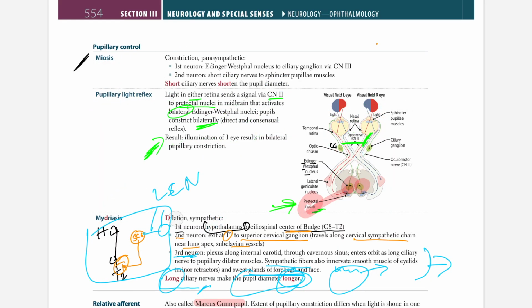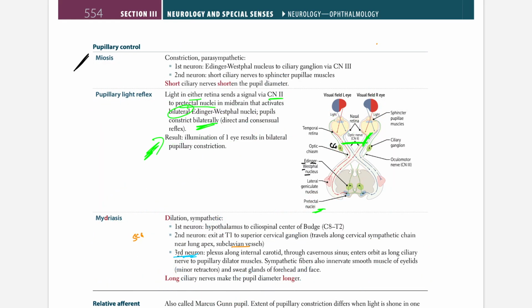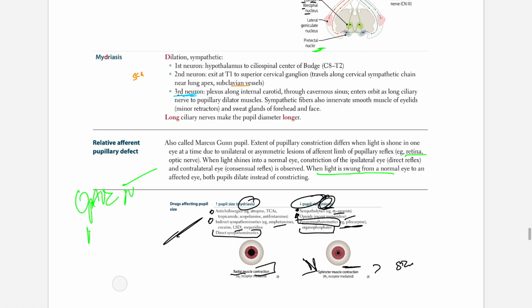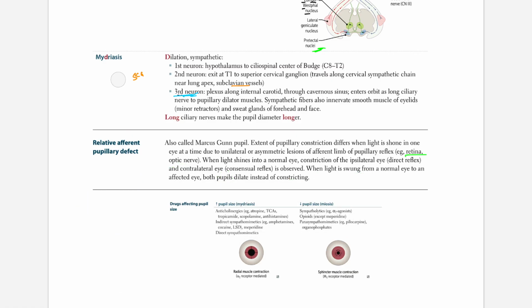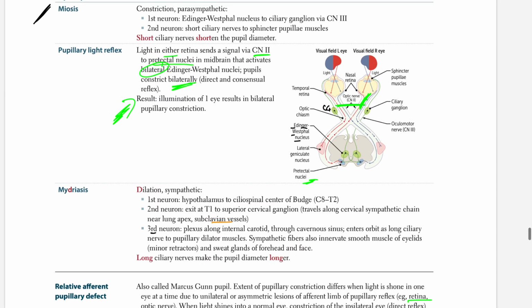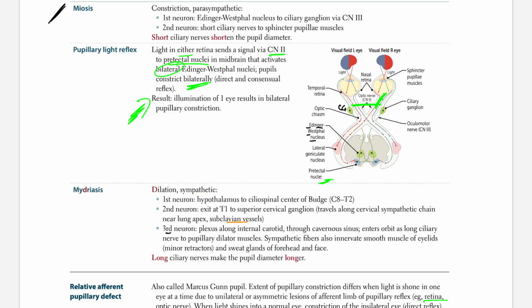So I think this is now making sense. It's pretty easy, so I'll just quickly go through it. Here is what we have. Simple.